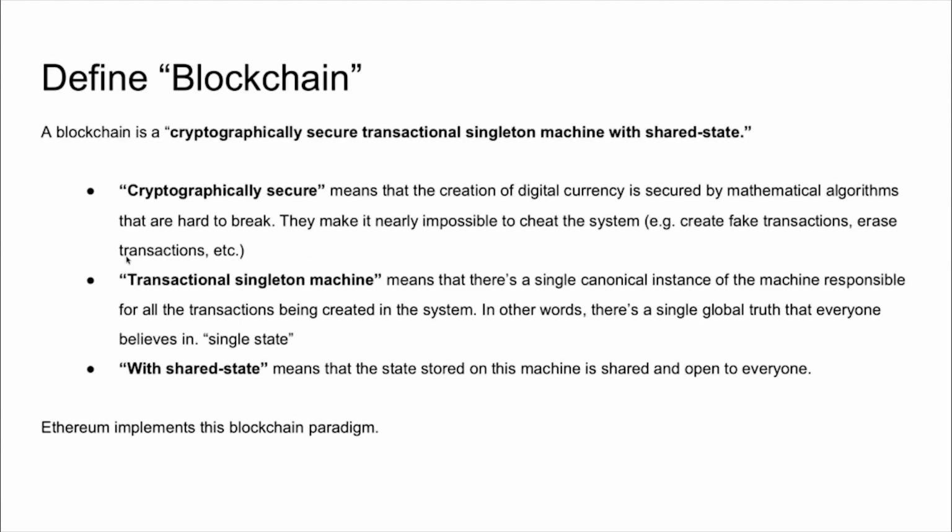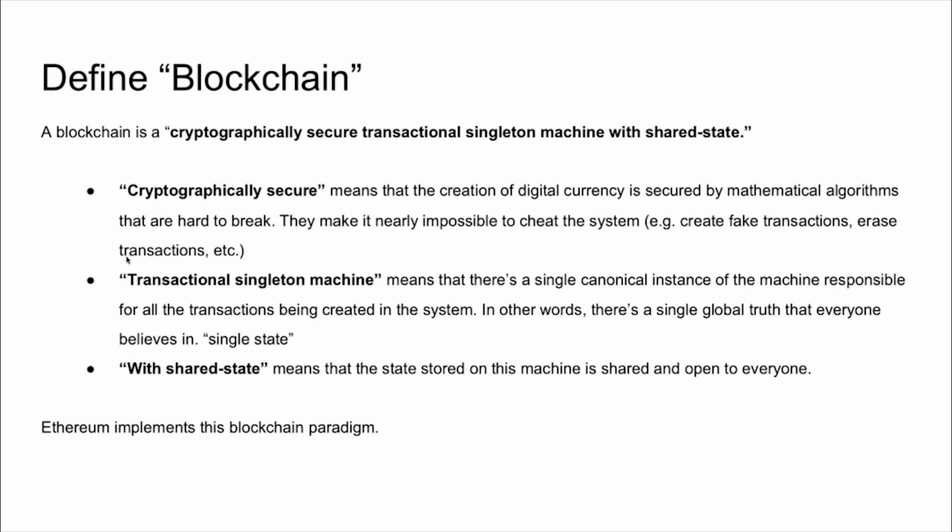I know this may be too basic, but this is a more technical definition of it. A blockchain is a cryptographically secure, transactional, singleton machine with shared state. Breaking that down, it's useful. Cryptographically secure, I'm not going to go too far into, but everything is cryptographically done, so every step along the way is at some point cryptographic. A transactional singleton machine just means that there's an Ethereum state that changes over time if you throw transactions at it. And that state is shared across everybody, right? That's pretty much all of blockchain in a nutshell.